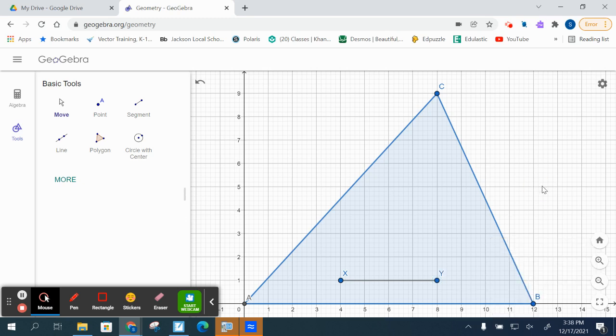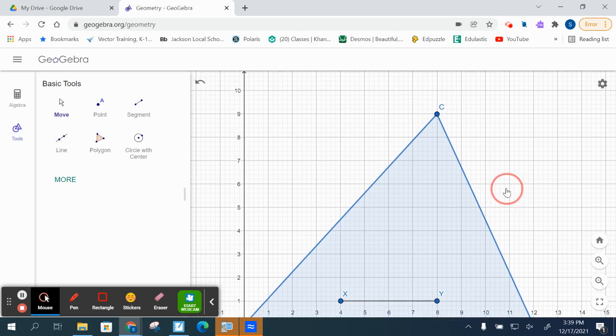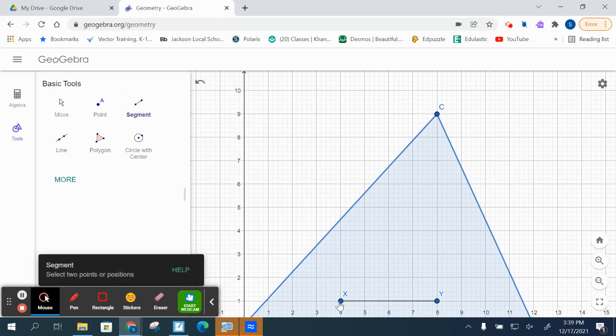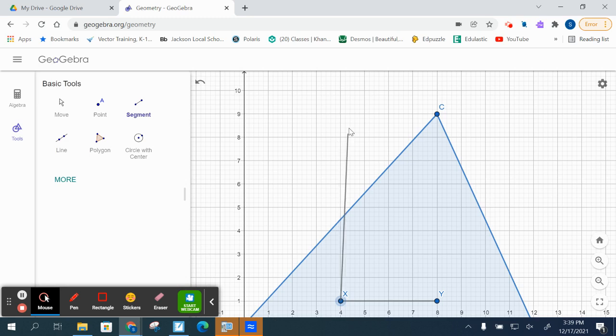And then it says draw a line segment from X that is parallel to AC. If it's parallel, it has to have the same slope. So AC goes up 9 and over 8. So I'm going to make a segment that goes from X and goes up 9, so that would go up to 10, and then over 8, so that would go over to 12. So that would be parallel to this. That's the smallest segment we can make that would be parallel, because 9/8 doesn't simplify anymore as a fraction.